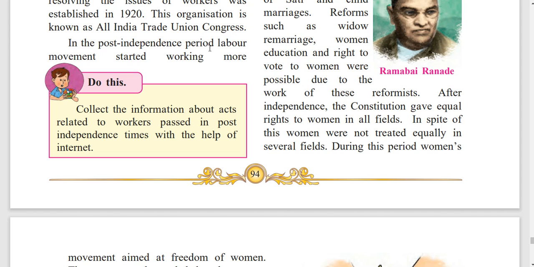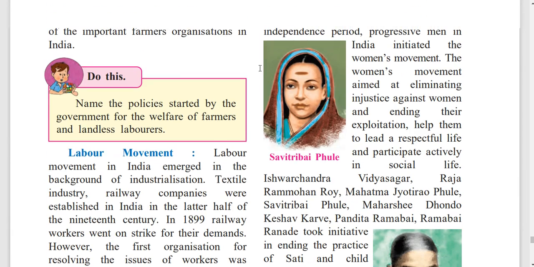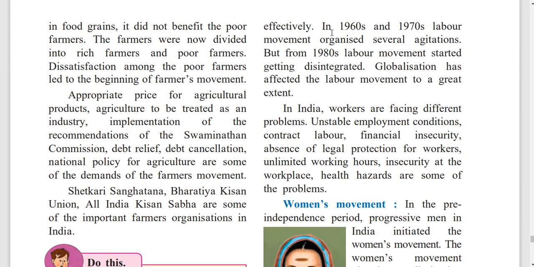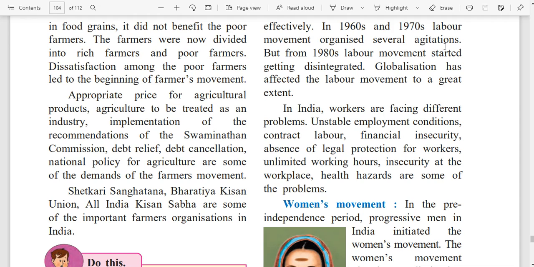In the post-independence period, the labor movement started working more effectively. In the 1960s and 1970s, the labor movement organized several agitations. But from the 1980s, the labor movement started getting disintegrated. Globalization has affected the labor movement to a great extent.